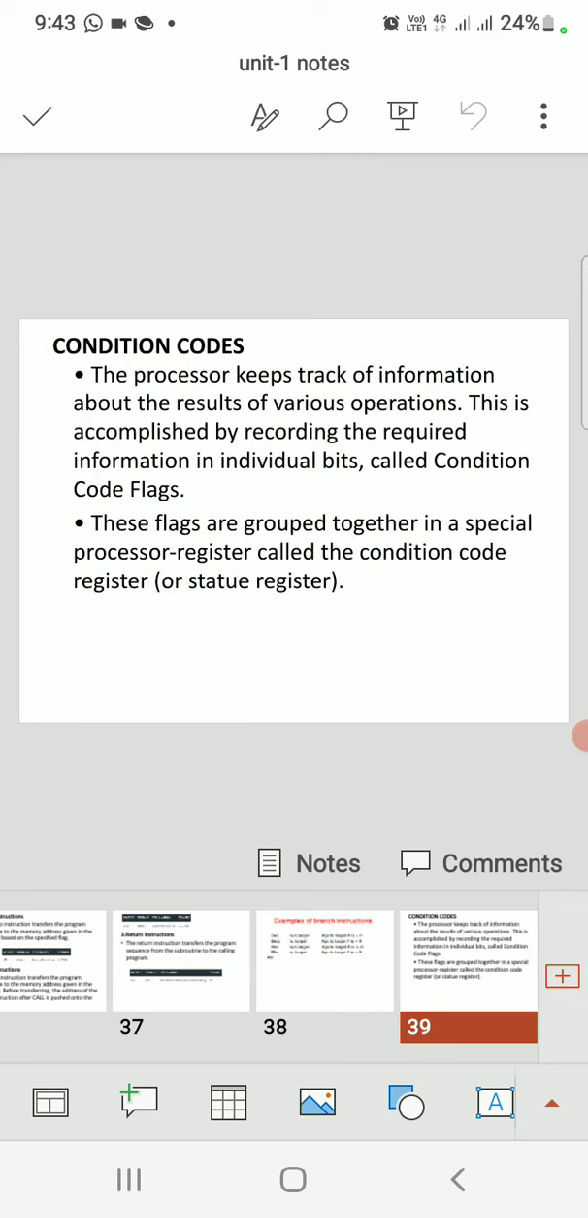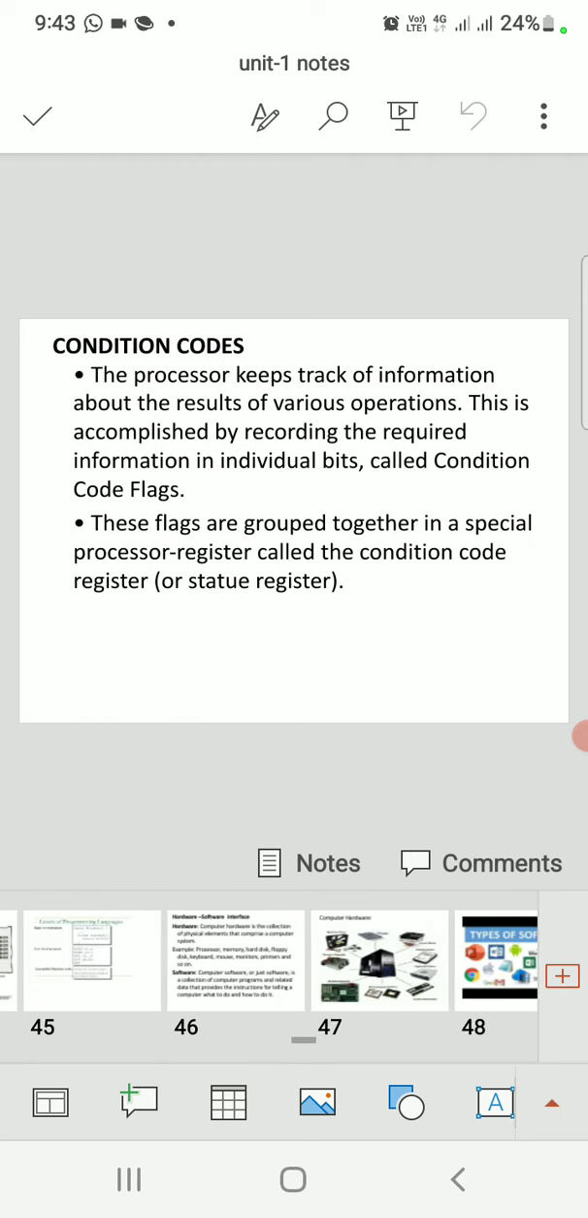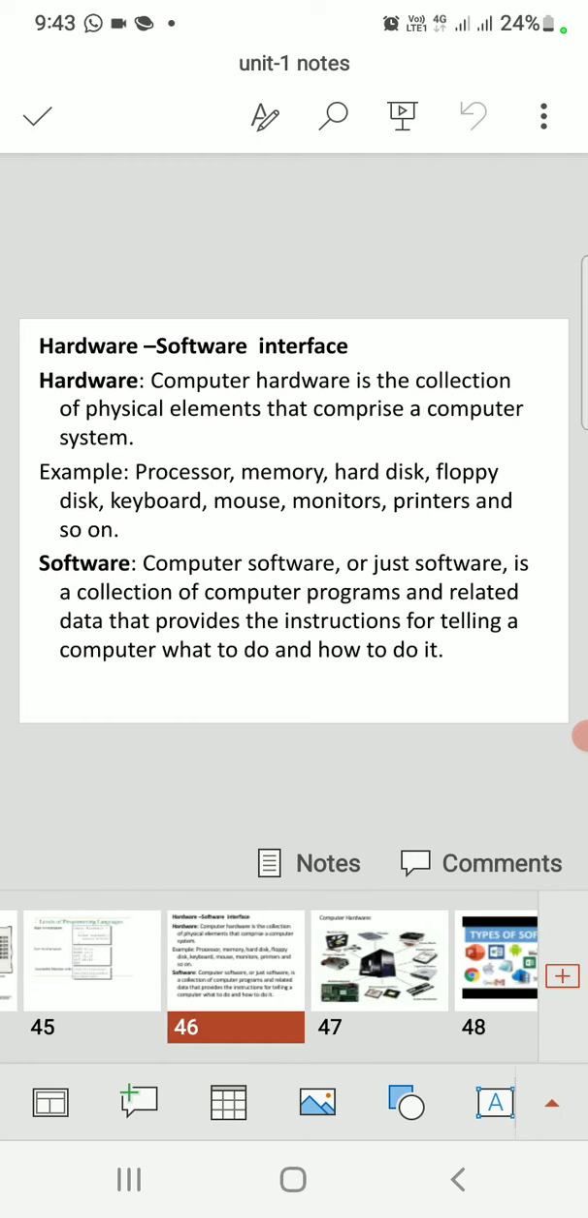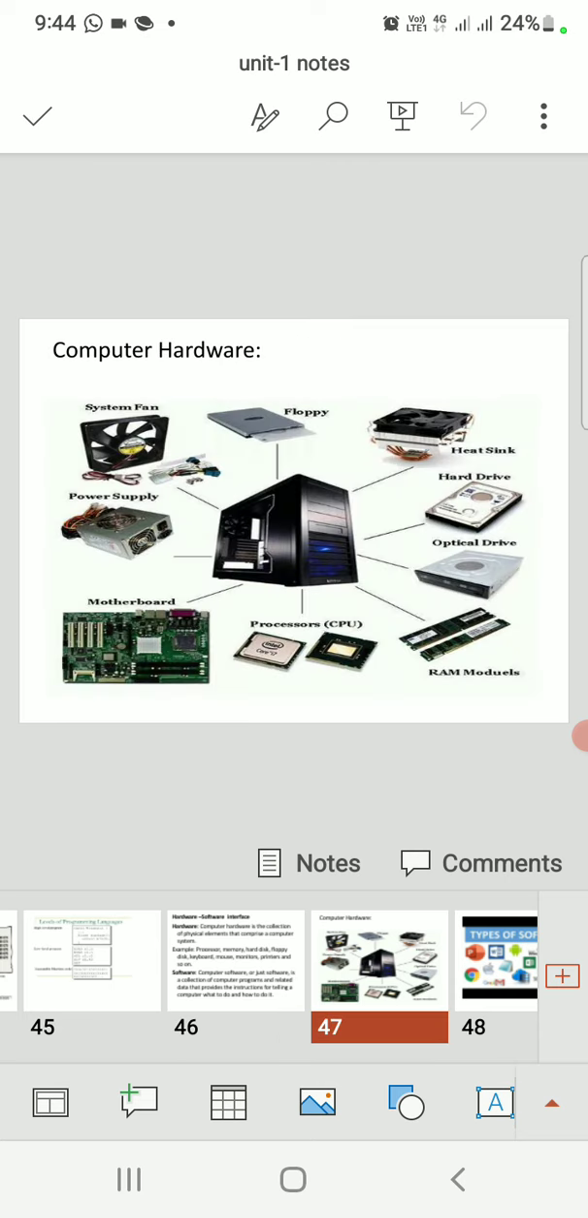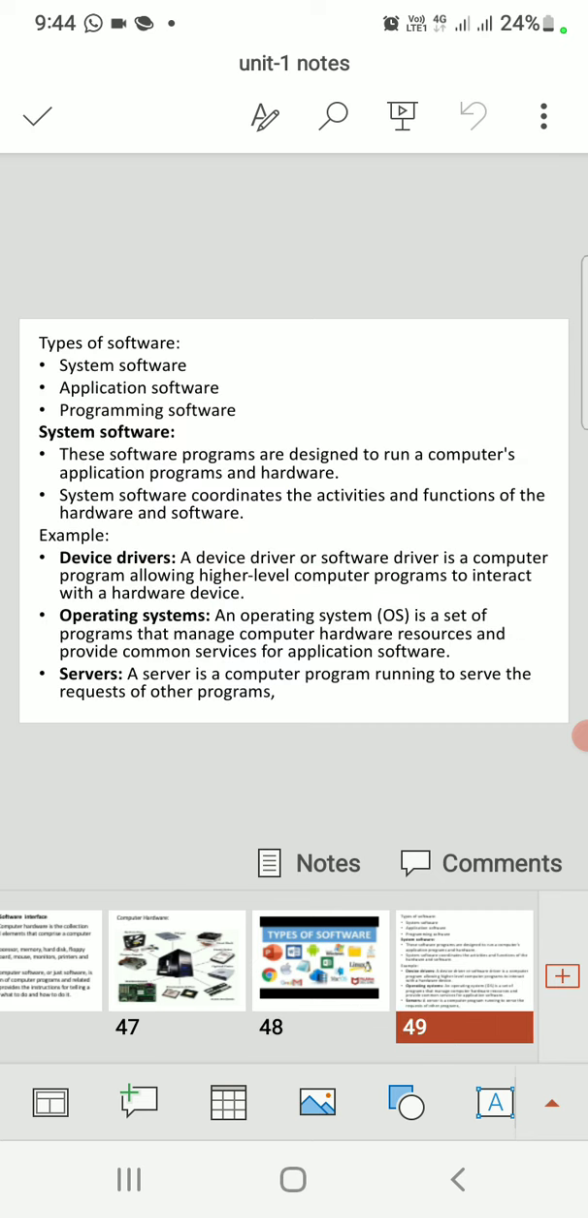Next we move to the hardware and software interface. How we interface the hardware, how we interface the software. We provide different instructions. A collection of physical elements is called hardware. A collection of programs is called software. These are the peripheral devices. We use different types of operating systems. There are different types of software. System software is used to run the system only. It's a default one. No one changes this software.